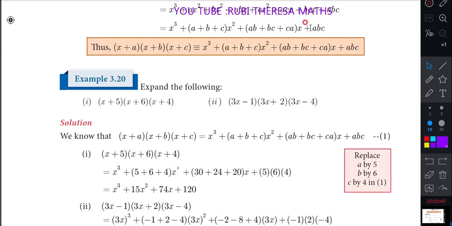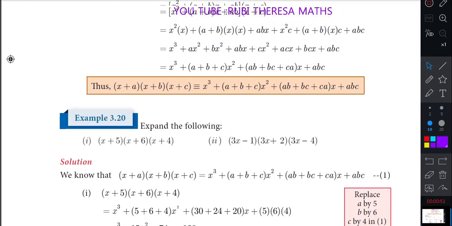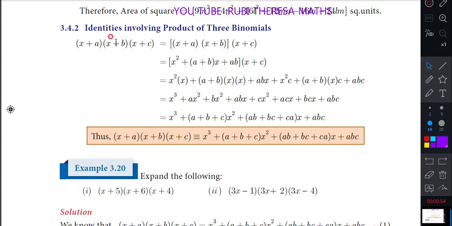Here you see, already we have studied this explanation. I taught you how it has come. Already we have studied this identity: (x plus a) into (x plus b) into (x plus c) identically equal to x cube plus (a plus b plus c) into x square plus (ab plus bc plus ca) into x plus abc. Just try to listen to me where I am giving pause. Give intonation to read the identity.